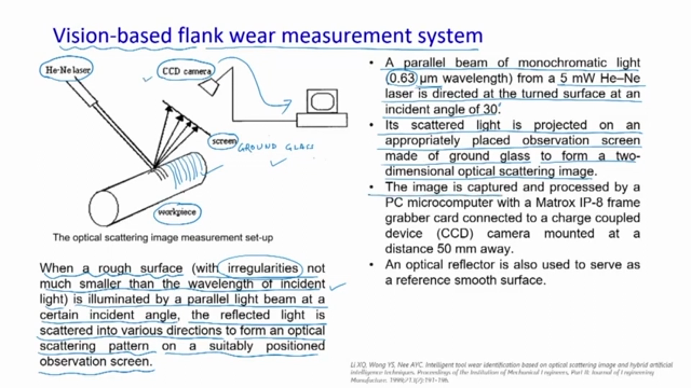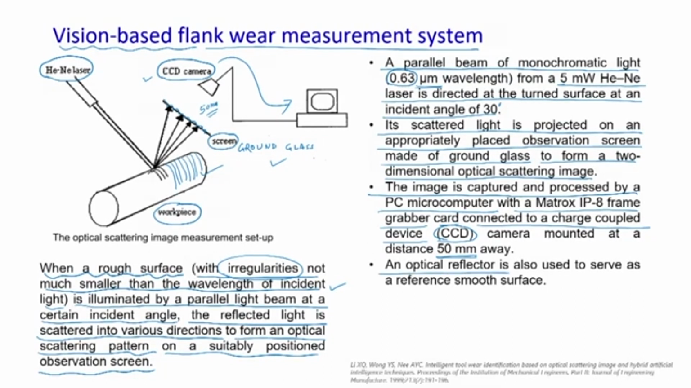The image is captured and processed by a PC microcomputer with a Matrox IP8 frame grabber card, which is connected to a charge coupled device, that is a CCD camera. We are using a CCD camera to capture the image of the scattering pattern which is generated on this surface. The camera is mounted at a distance of 50 mm away from this screen.